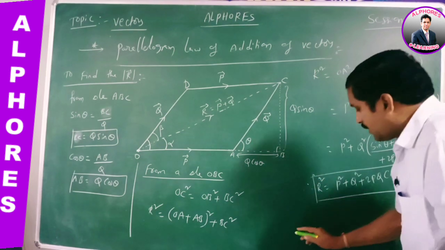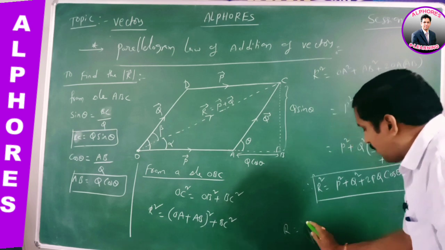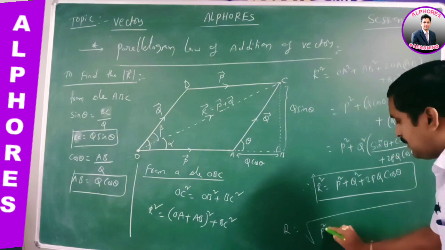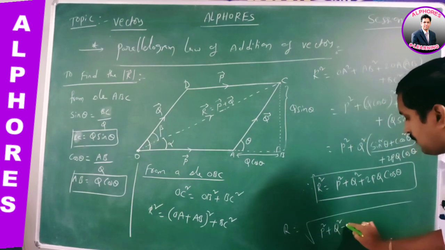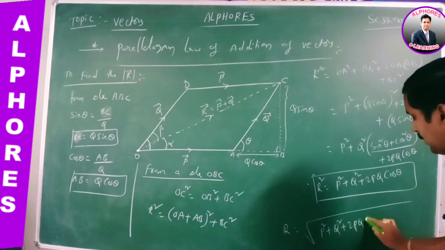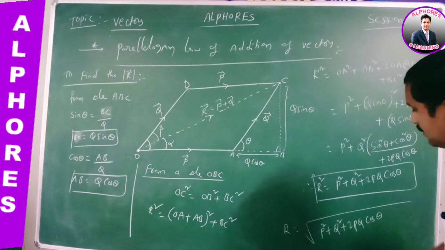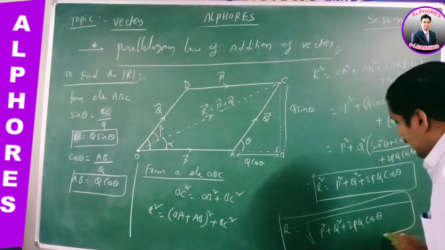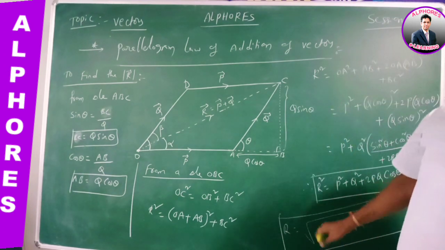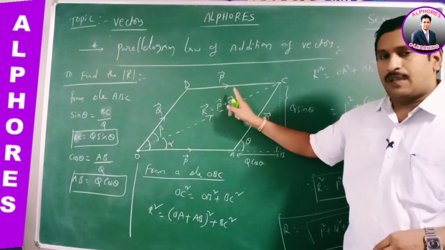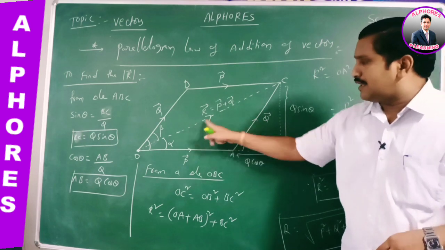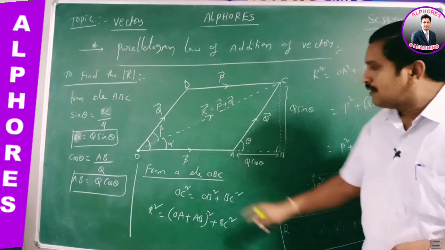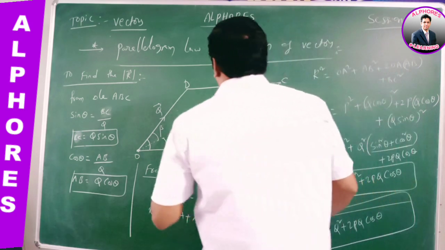That means the relation R is equal to under root of P square plus Q square plus 2PQ cos theta. So this is the magnitude of the resultant of both vectors P bar and Q bar. This is the resultant, the magnitude of the resultant. Now again I am explaining.